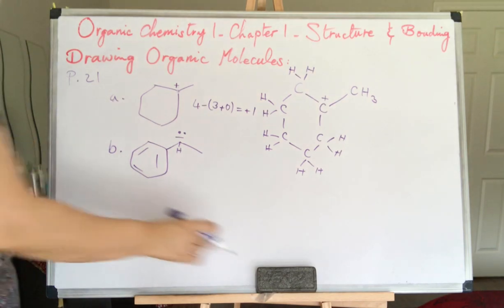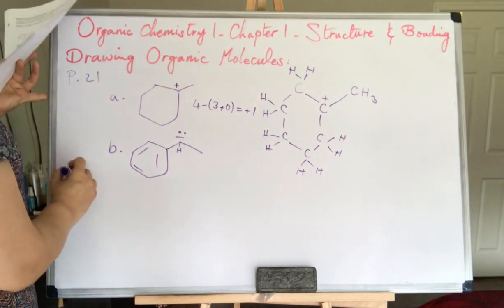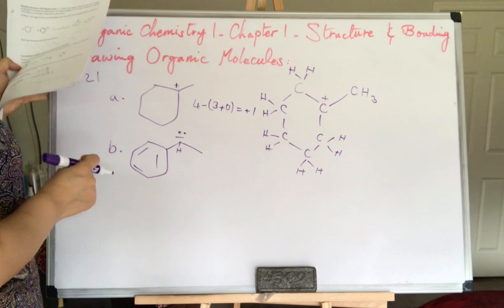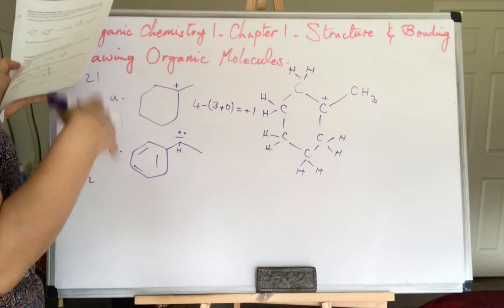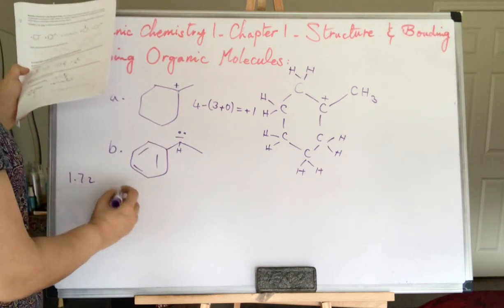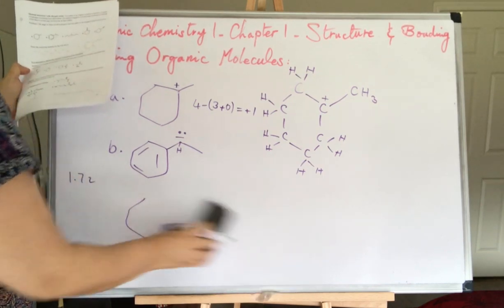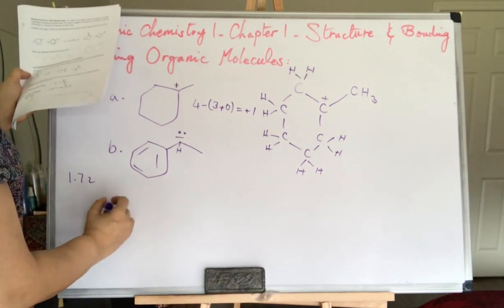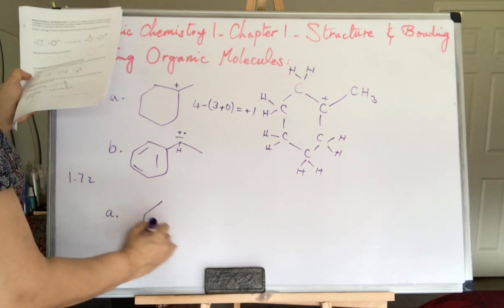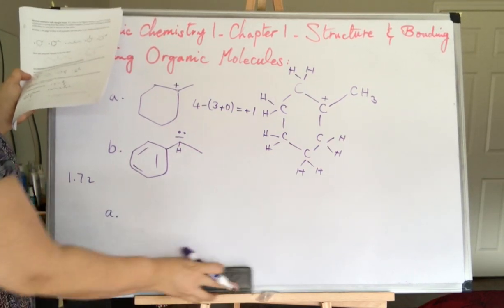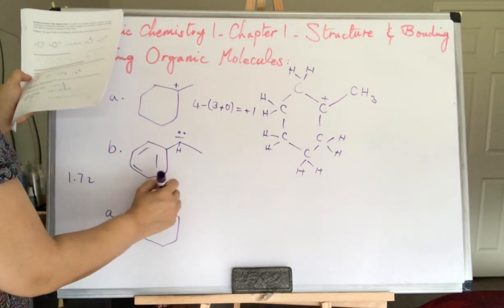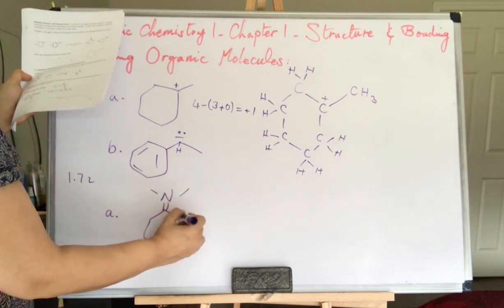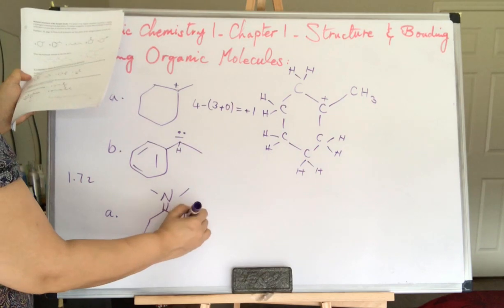Then the second problem is problem 127. Use the formal charge to draw in the lone pairs on each nitrogen or oxygen atom in the following. So we just need to determine the formal charges, it seems. So which one do you want to work on? Let's work on A. And another nitrogen here instead of a carbon.